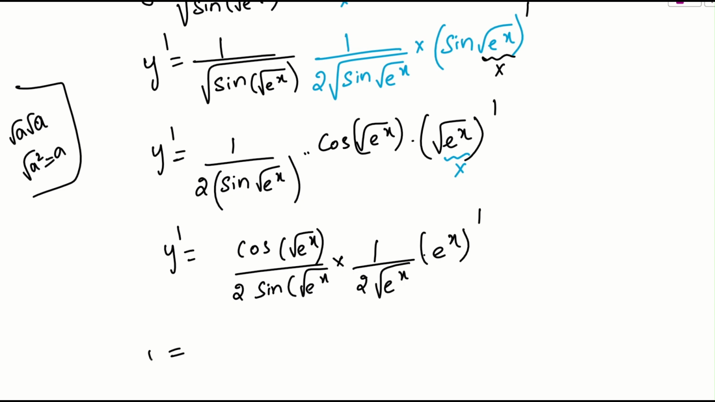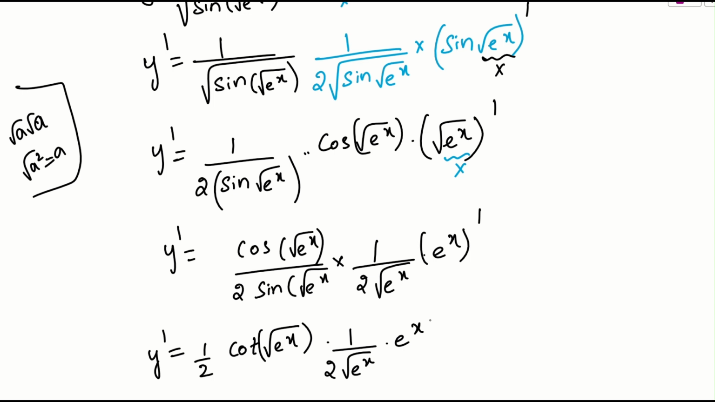Agree? So we know that cos by sine is nothing but cot. So 1 by 2 will be outside, this is cot of root e power of x. Is it okay? And here 1 by 2 will be as it is. This will be root e power of x. What is the derivative of e power of x? That will be e power of x alone. Is it okay? If you have any doubts, just let me know.